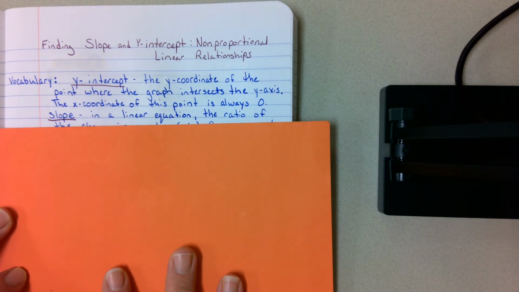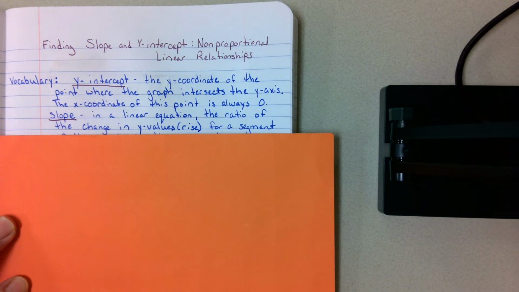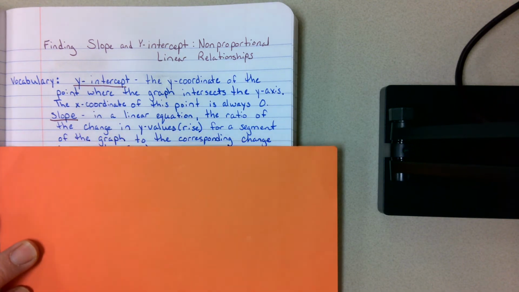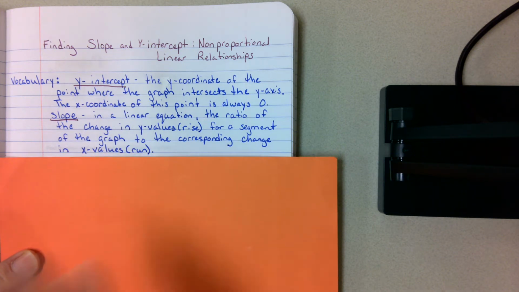Next we have slope. In a linear equation, it's the ratio of the change in y values, the rise, for a segment of the graph, so that just means some portion of the graph, to a corresponding change in x values. So that's rise over run.